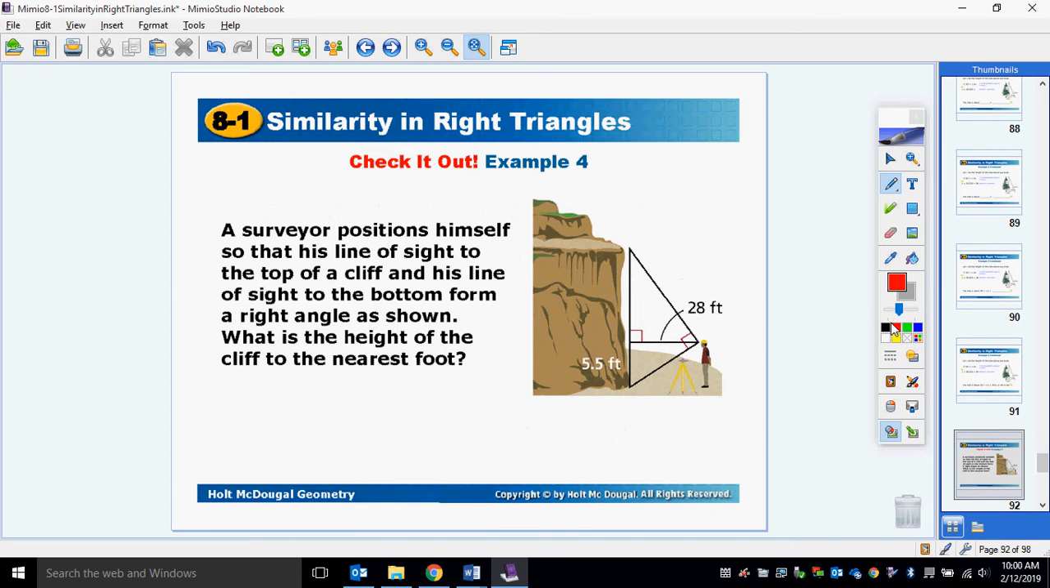Okay, go ahead and try this one. What's the height of the cliff? You do the exact same thing. You're given the altitude, and you know one of the pieces. First find the other piece and then add it together to find the entire height of the cliff.